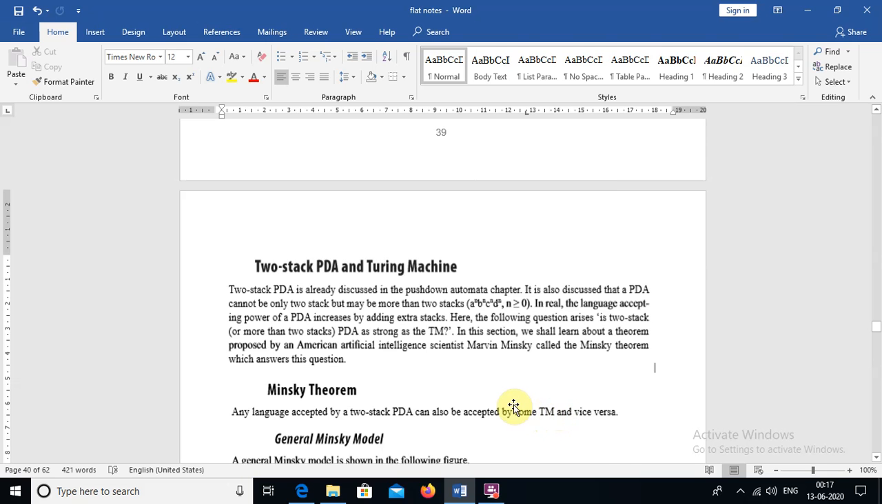So if you take a language that cannot be processed by the single stack PDA, but can be processed or accepted by the two stack PDA, in the same way it can also be accepted by the Turing machine. That means any language accepted by a two stack PDA can also be accepted by a Turing machine, and any language accepted by a Turing machine can also be accepted by a two stack PDA. So these are similar, but here we have stacks.